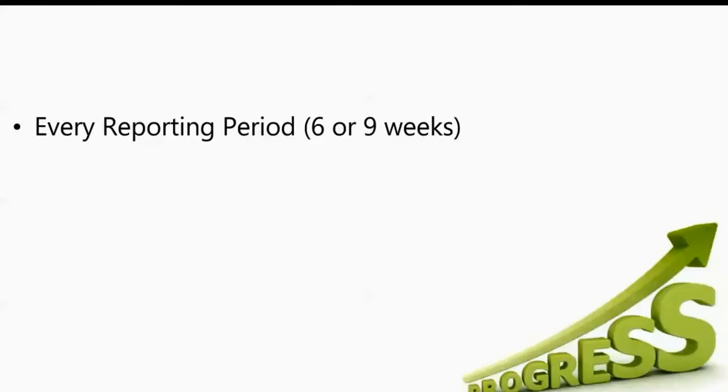Every reporting period, progress must be entered in eStar, either 6 weeks or 9 weeks. For elementary, it will be every 9 weeks. For secondary, it will be every 6 weeks. Progress on goals and objectives, all goals and objectives, must be entered every 6 weeks or 9 weeks depending on your grade level. It is important that at that time you are also archiving that progress.